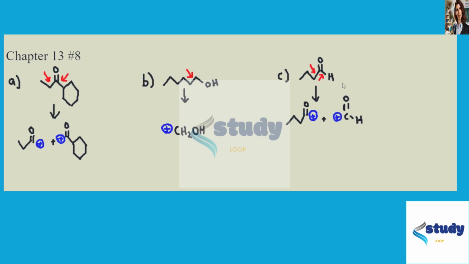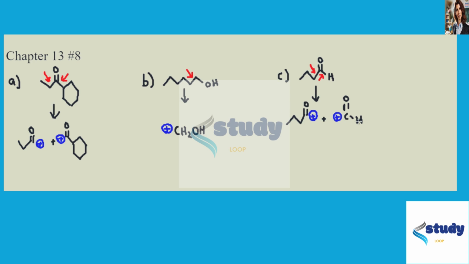And then for C, again, we're going to look at the bonds on either side of the carbonyl. So the bond to the right of the carbonyl, as I've drawn it here, is just a bond to a hydrogen. And so we'll get the left one of these two cations where just the hydrogen is missing.